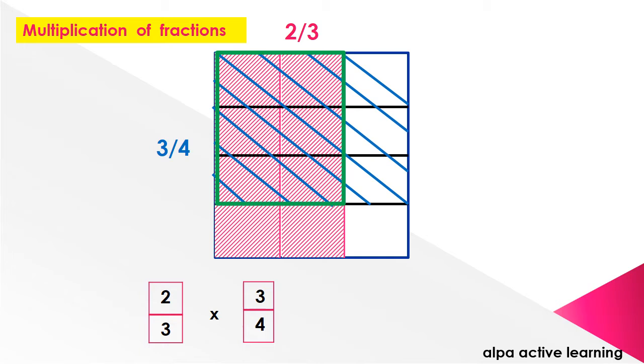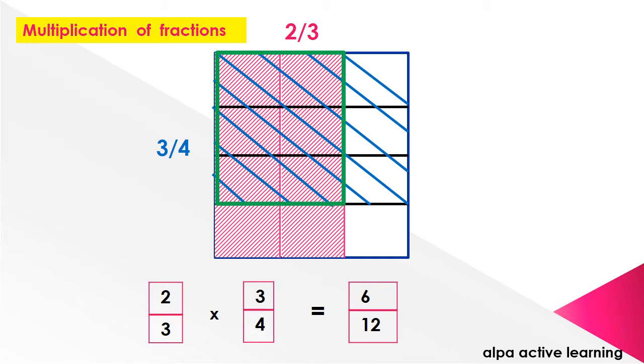Here you can see pink line and blue line. So this common part is nothing but our multiplication. Now observe how many parts are there. 1, 2, 3, 4, 5, 6. That means when you multiply 2 upon 3 into 3 upon 4, 2 3s are 6. So here we have multiplied 6.